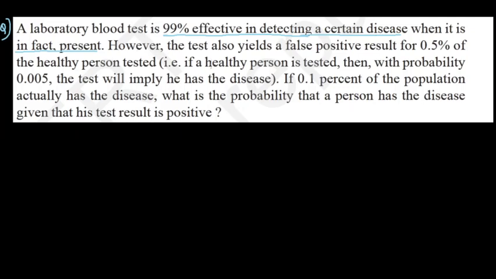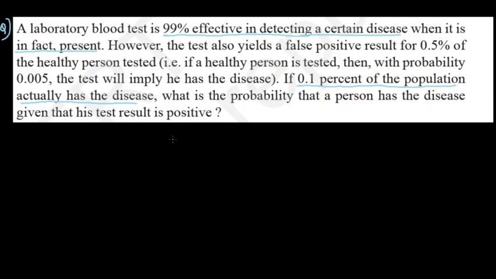Next, the test also yields a false positive result for 0.5% of healthy persons tested, and 0.1% of the population actually has the disease. What is the probability that a person has the disease given that his test result is positive? So here he is talking about a person having the disease and a person not having the disease.